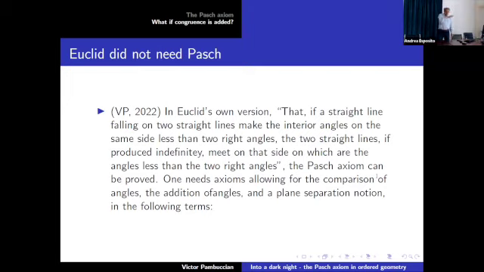Now, this is the last part of the talk: why Euclid did not need Pasch. And this is a paper I'm in the process of writing now. So Euclid, as we mentioned in the first talk, expresses it by saying that if a straight line falling on two lines makes the interior angles on the same side less than two right angles, the two straight lines, if produced indefinitely, meet on that side on which are the angles less than the two right angles. And I claim that we can prove the Pasch axiom if we have this.